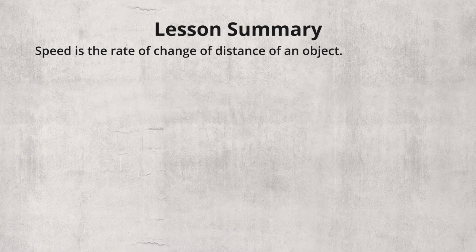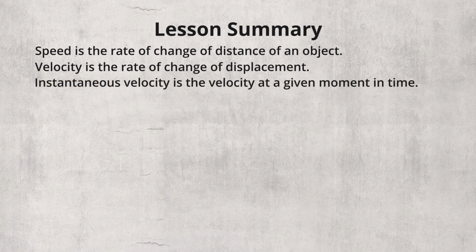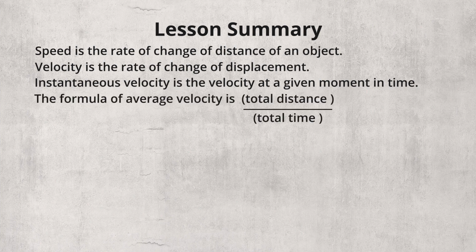Let's summarize what we have learned today. Speed is the rate of change of distance of an object. Velocity is the rate of change of displacement. Instantaneous velocity is the velocity at a given moment in time. The formula of average velocity is total distance divided by total time.